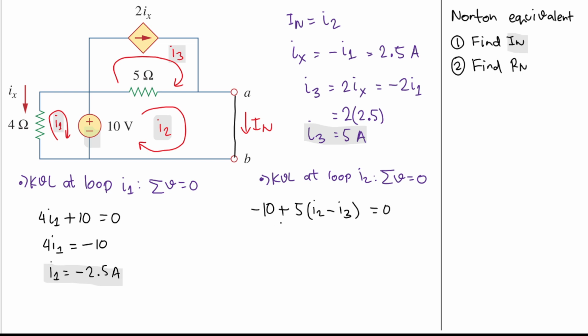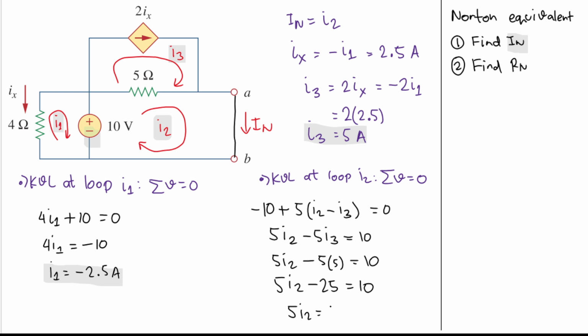What can we do from here? I will take out the 5I2 minus 5I3, and that will equal 10. But I3 is 5 ampere. So I will have 5I2 minus 5 multiplied by 5. That will be 25, right? So we will have 5I2 minus 25 is equal to 10, or 5I2 is 35, and therefore I2 is 7 ampere. So I2 is 7 ampere.